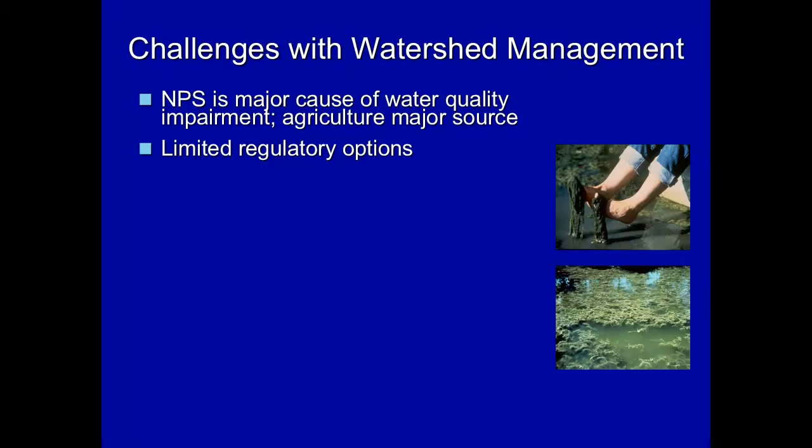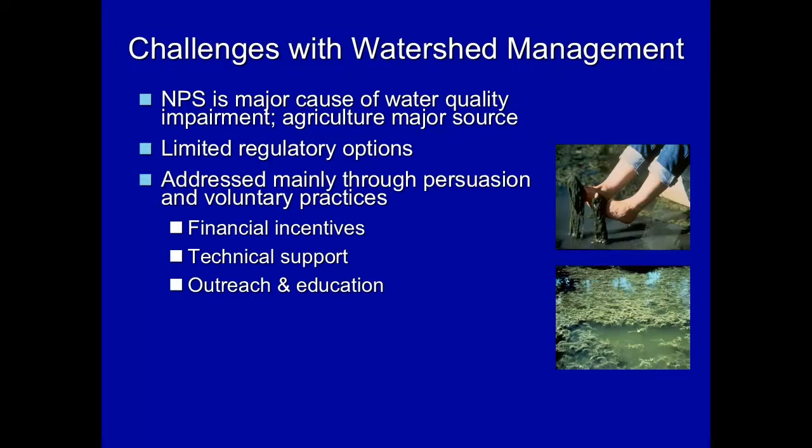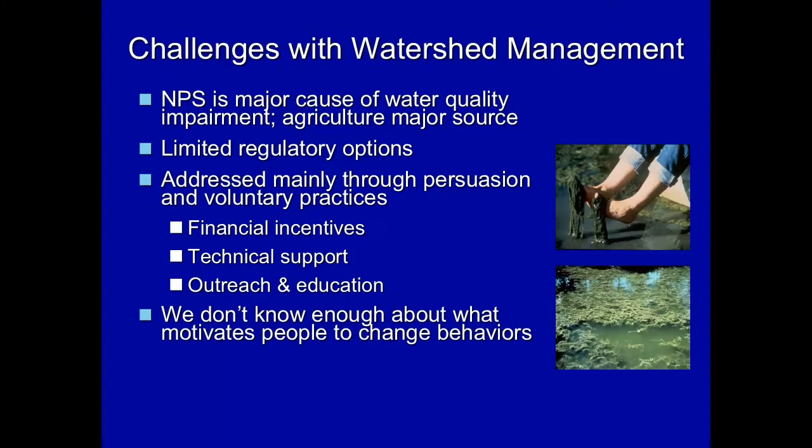So we mostly try to address non-point source pollution through persuasion and voluntary practices. We offer people money, we give them technical support, and we do a lot of outreach and education to try to get people to adopt practices. To do that, we have to understand what's going to motivate people. And we don't know enough about what motivates people. We are unfortunately not rational beings, and life would be a lot easier if we were.